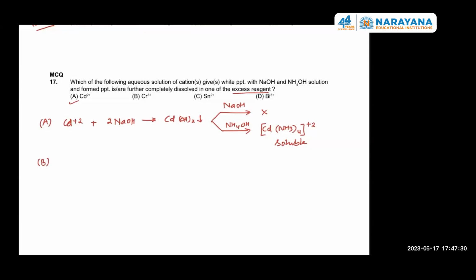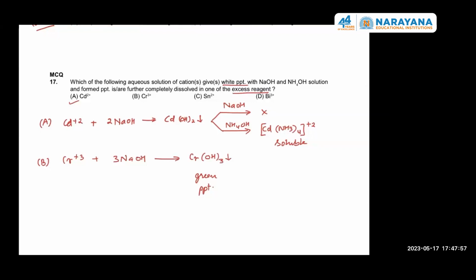In case of B, chromium plus 3 in presence of NaOH will give, first of all, chromium hydroxide, which is actually a green precipitate. So it will be ruled out because the precipitate we require is white in the given condition. So B is not the answer.